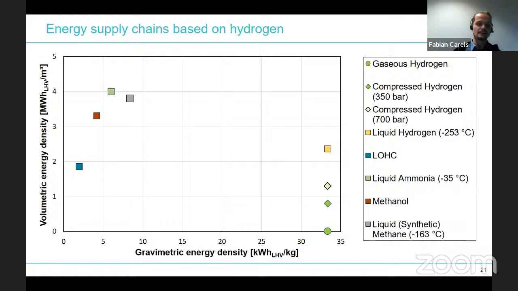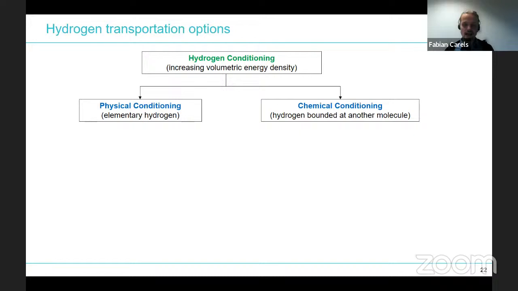All right, so the idea now is on the next slide to have a brief introduction to all of the hydrogen conditioning and transportation options. And firstly, we can distinguish between the physical conditioning of hydrogen, where the hydrogen remains in its elementary state. And on the other hand side, we have the chemical conditioning, where the hydrogen is bound to another molecule. So it's not anymore in its elementary state, becomes another molecule, or is at least bound to another molecule.